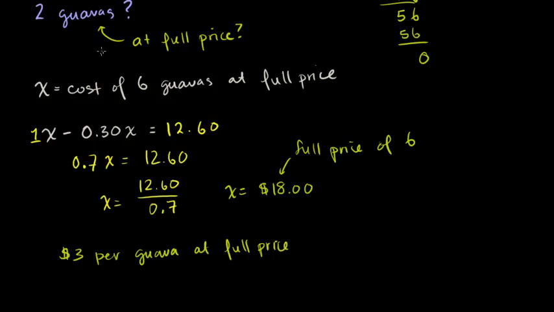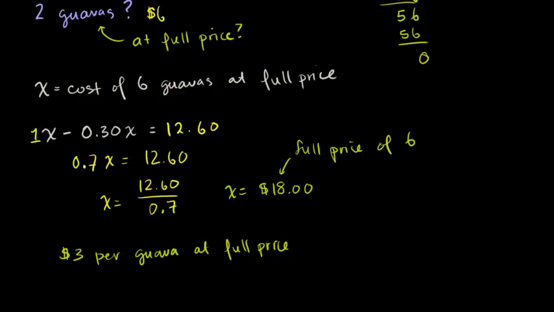And they're asking us, we want 2 guavas. So 2 guavas is going to be 2 times $3, so this is going to be $6. Another way you could have done it, you could have just said, hey, 6 at full price are going to cost me $18. 2 is 1/3 of 6. So 1/3 of $18 is $6.